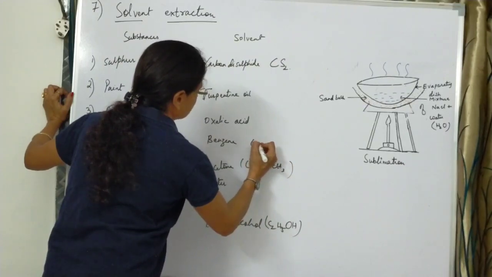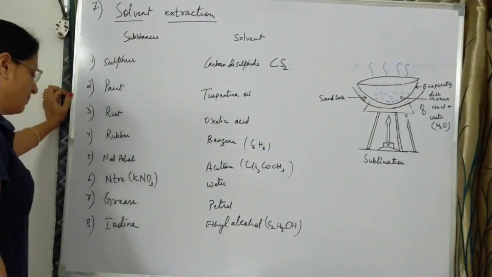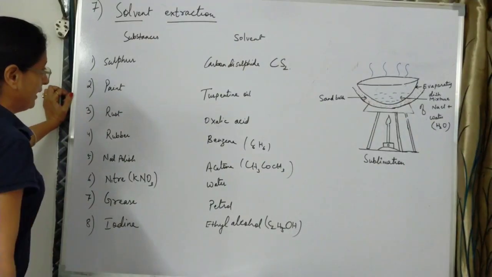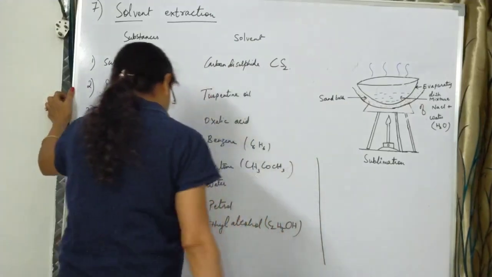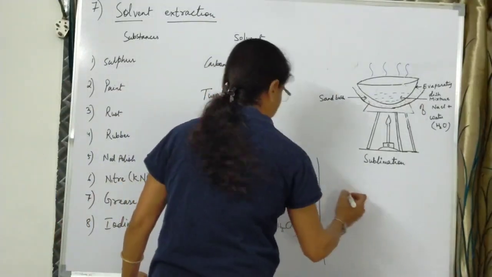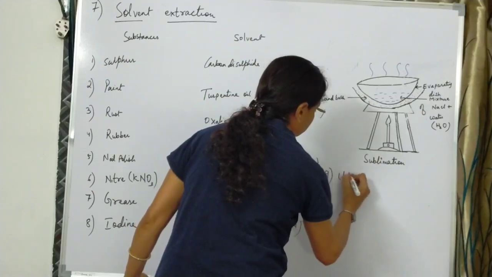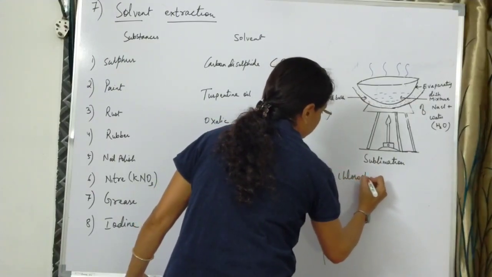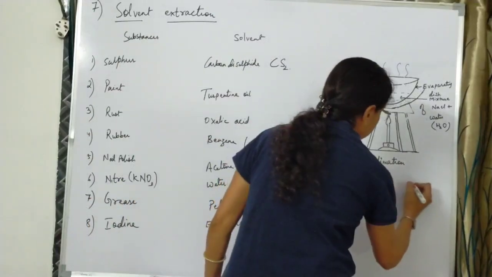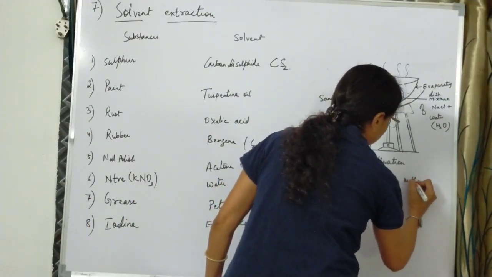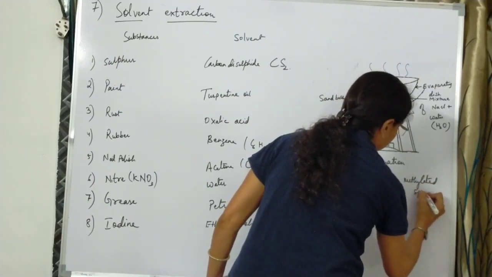Benzene, C6H6. Okay. Next, the 9th one I'm writing down over here. There is our 9th, there is chlorophyll. 9th substance, that is chlorophyll. And a good solvent for chlorophyll is methylated spirit.